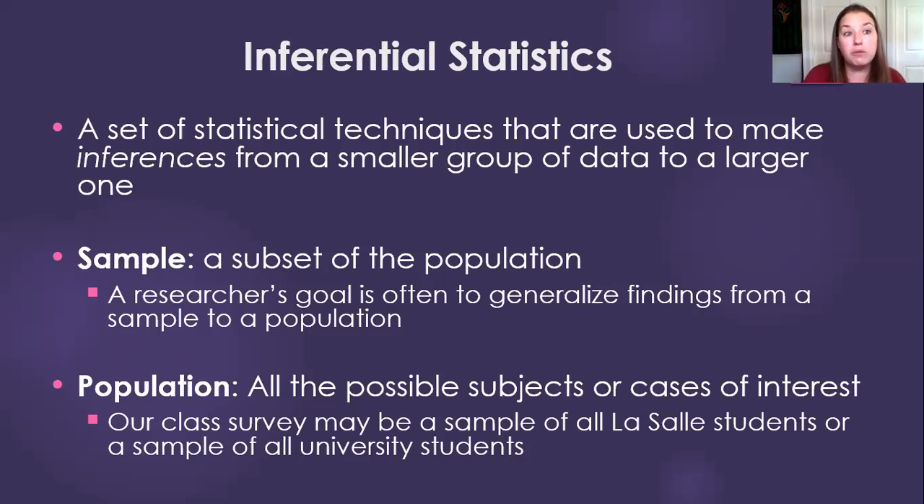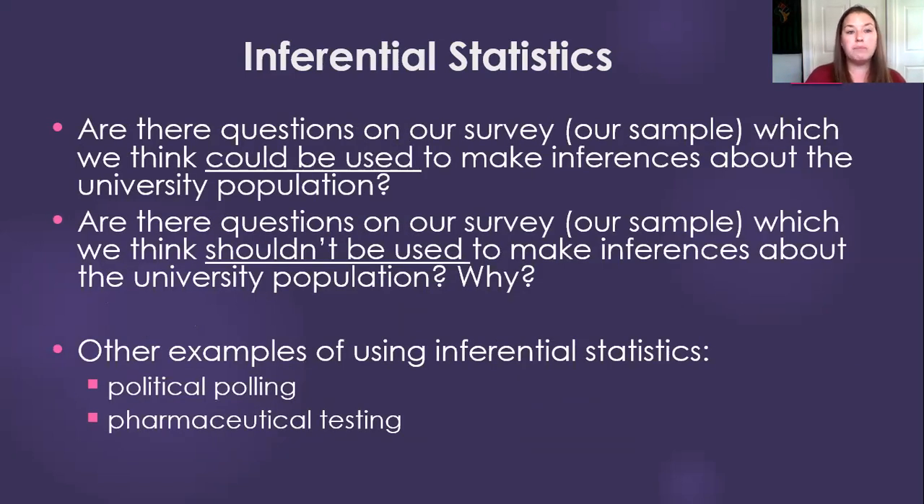So this is an example of using inferential statistics because our population of interest does not include everybody that we can possibly survey, right? So we need to be able to use a sample. And if we think about another example for inferential statistics, we can ask ourselves, are there certain questions on our class survey that would be representative of, let's say, all LaSalle students or all university students? Or are there questions which shouldn't be used to make inferences about the university population, and why?